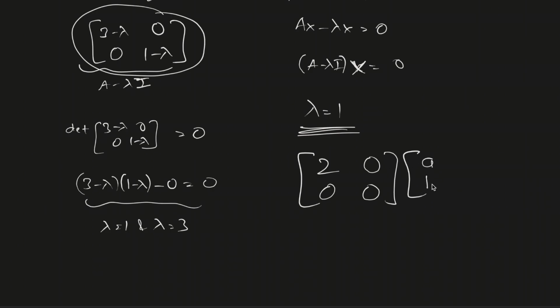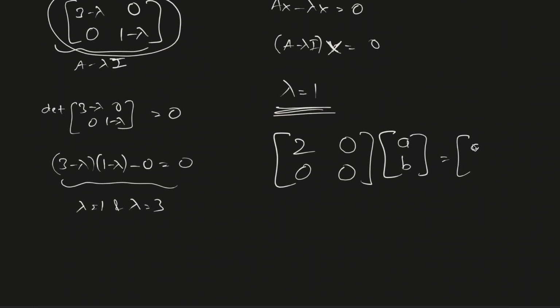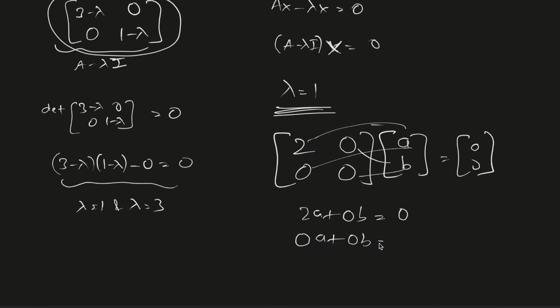And the eigenvector, I'll assume with unknown components A and B, is equal to 0 0. So my objective here is to find the value of A and B. To do that, I'll do matrix multiplication. So 2 into A plus 0 into B is equal to 0, and then 0 into A plus 0 into B is equal to 0.